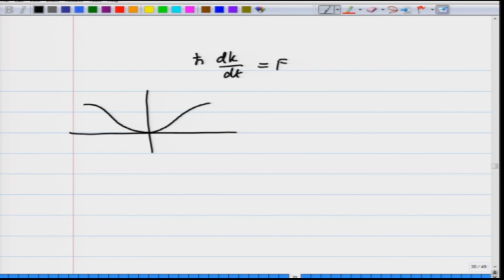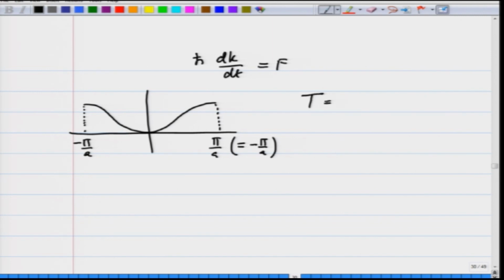So, if I were to look at again h cross dk over dt equals F, then in this band, how much time would the particle take to go from minus pi by a to pi by a, and pi by a is again equivalent to minus pi by a? That will be the time period of oscillations of these particles.